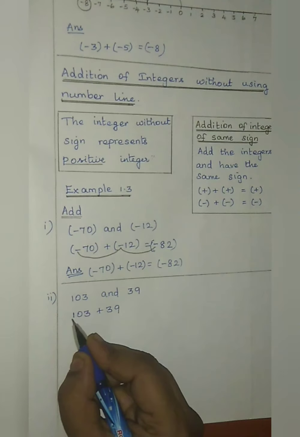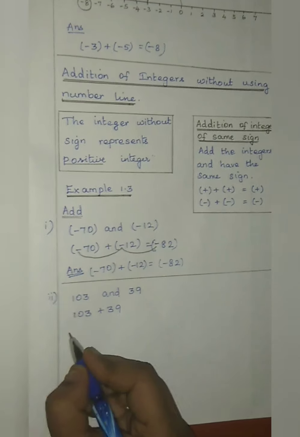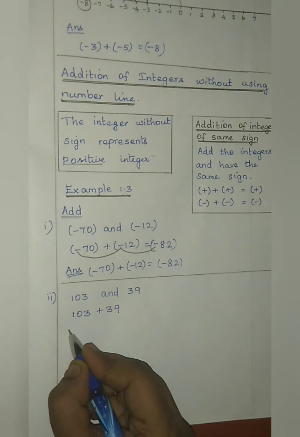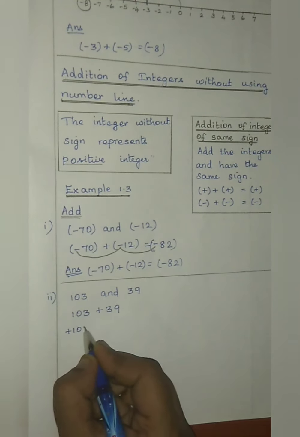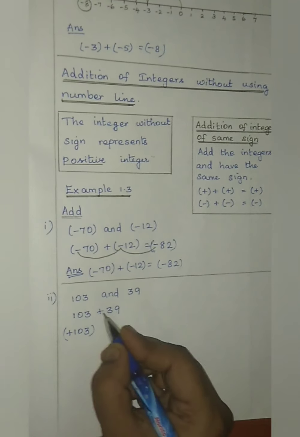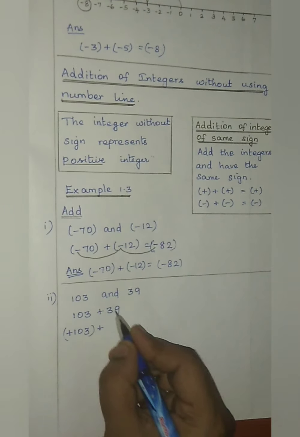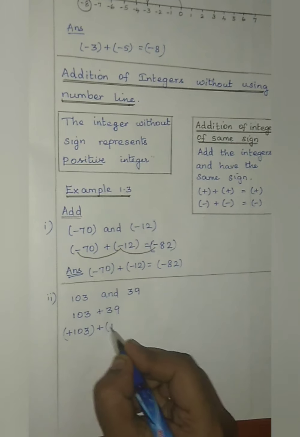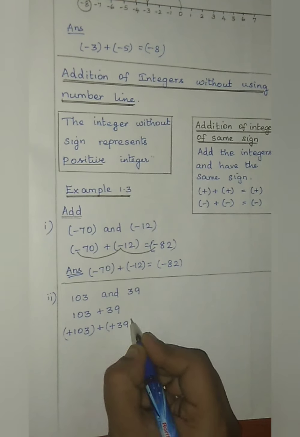Next step, you put plus in front of both the integers. 103 can be written as plus 103, and again 39 can be written as plus 39.